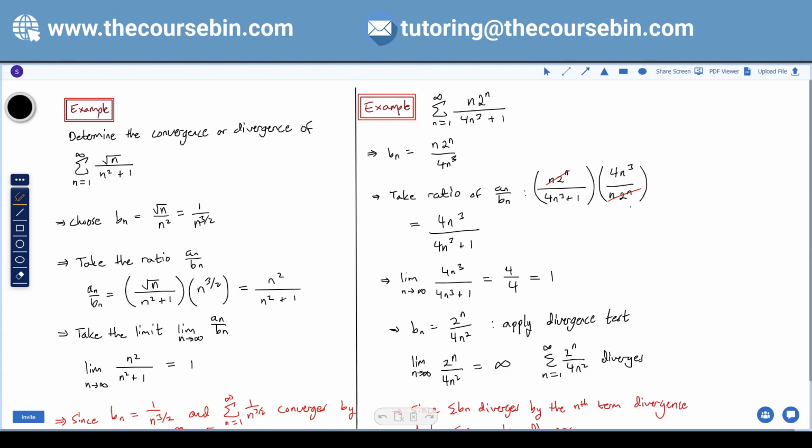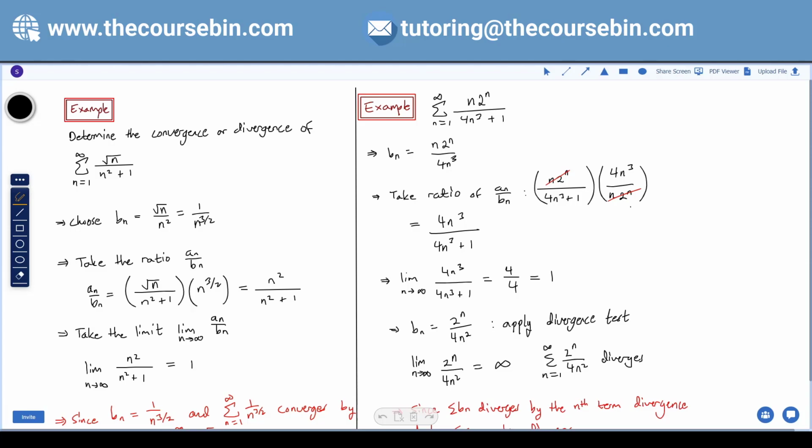Okay. Cool. Right. Now, let me see. Yeah. So, like I said, this section is not very long. It's just these two tests. The next stuff to cover is alternating series. All right. So, alternating series.